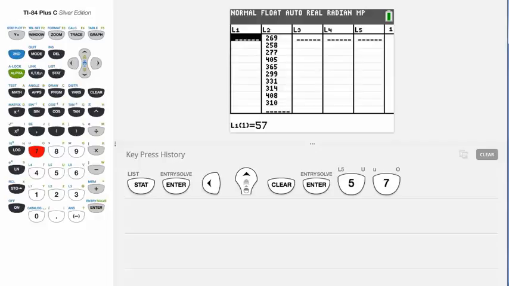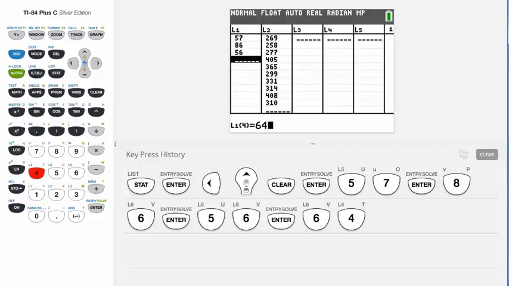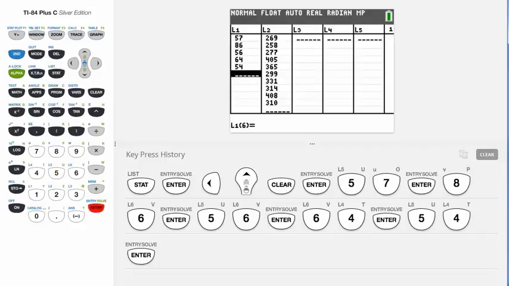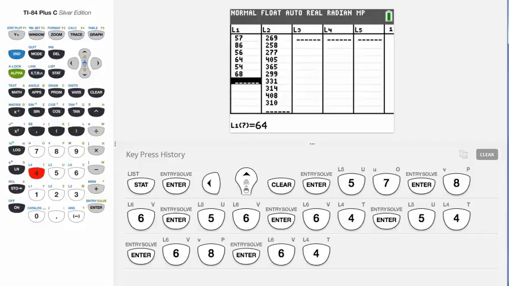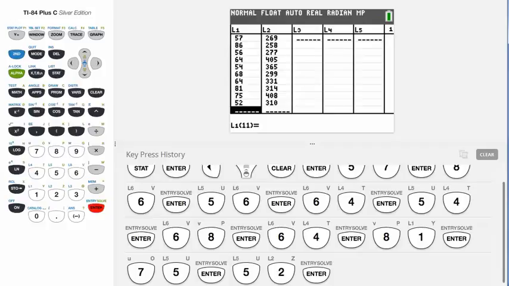57, 86, 56, 64, 54, 68, 64, 81, 75, 52. I'm going to move over to L2 and arrow up to type in my y values.